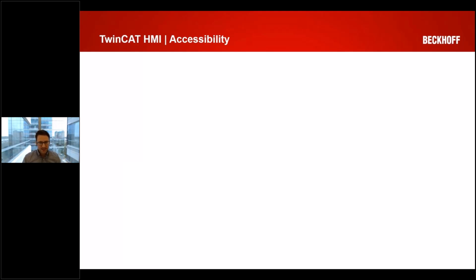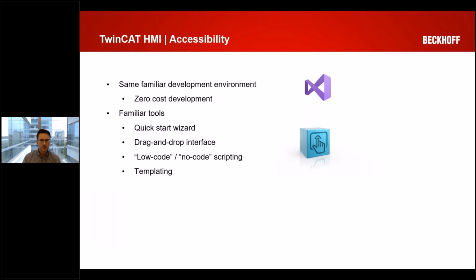Accessibility has been a primary design consideration for this product from the start. Remember, it was the second of those 4 key points. So, of course, you develop in the same unified Visual Studio-based environment as all the other TwinCAT tooling. You only pay for a runtime license, so you can build and test at no cost, again, just like TwinCAT PLC. And then we have familiar, easy-to-use tooling: we have a project generator, we have a drag and drop designer, again, just like you'd expect, and you can get started without a huge learning curve.